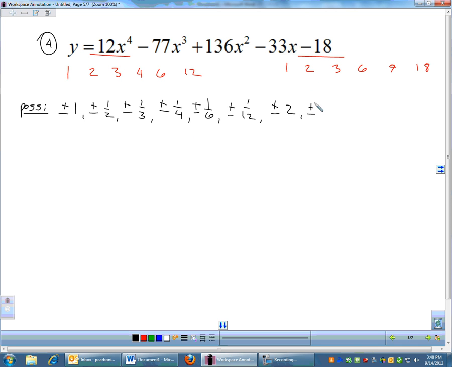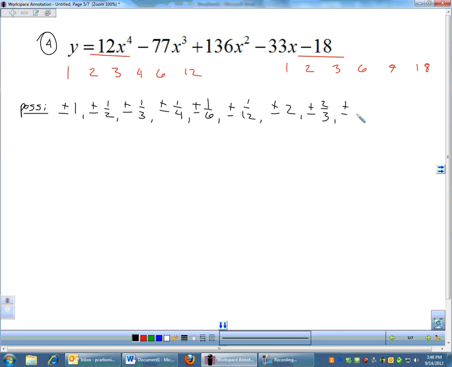I already have that, so I'll go 2 over 3. Plus or minus 2 over 4, which is 1/2. Ooh, I already have 1/2. That's good. Plus or minus 2 over 6. 2 over 6 is 1/3, and I already have 1/3. Plus or minus 2 over 12 is 1/6, and I already have that one. So actually, we didn't have that many out of the 2.